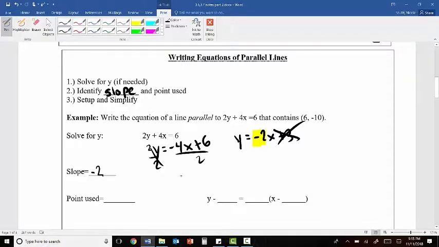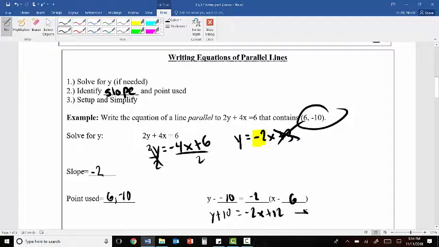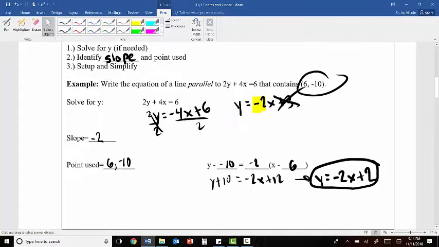I'm going to copy that slope. And then my new line goes through this point right here. So we're going to use 6, -10 as our ordered pair. And now that I have these 3 pieces of info, I can plug them right into this point slope formula. So it'll be -10, -2 goes in the middle, and 6 goes in the end. And then we just solve for y. So the equation of the line that's parallel is -2x plus 2.